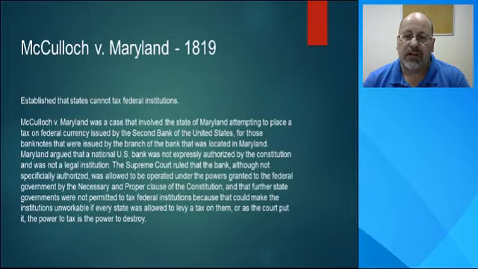Maryland argued that a national U.S. bank was not expressly authorized by the Constitution and was not a legal institution. The Supreme Court ruled that the bank, although not specifically authorized, was allowed to be operated under the powers granted to the federal government by the Necessary and Proper Clause of the Constitution, and that further state governments were not permitted to tax federal institutions because that could make the institutions unworkable if every state was allowed to levy a tax on them. Or, as the court put it, the power to tax is the power to destroy.